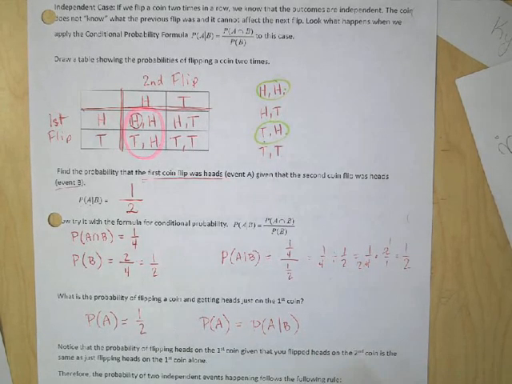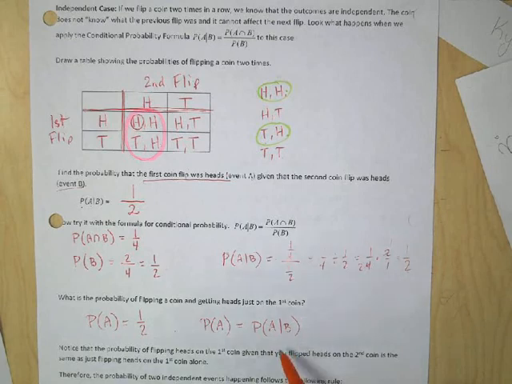Okay, that did not happen in our umbrella and rain situation. The probability that it would have rained, given that I've been carrying an umbrella, was not the same as the probability that it rained. So you get different things happening, whether they're dependent or independent events.